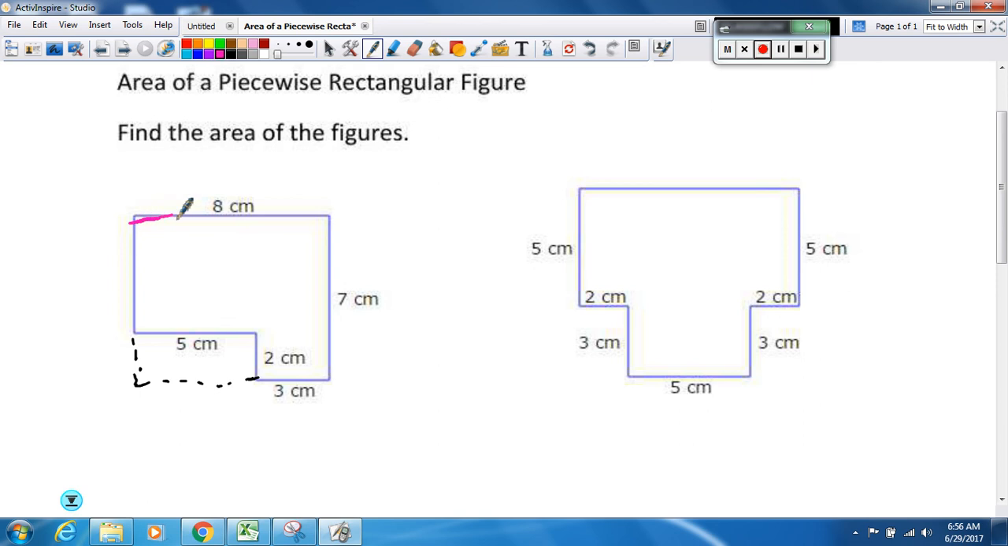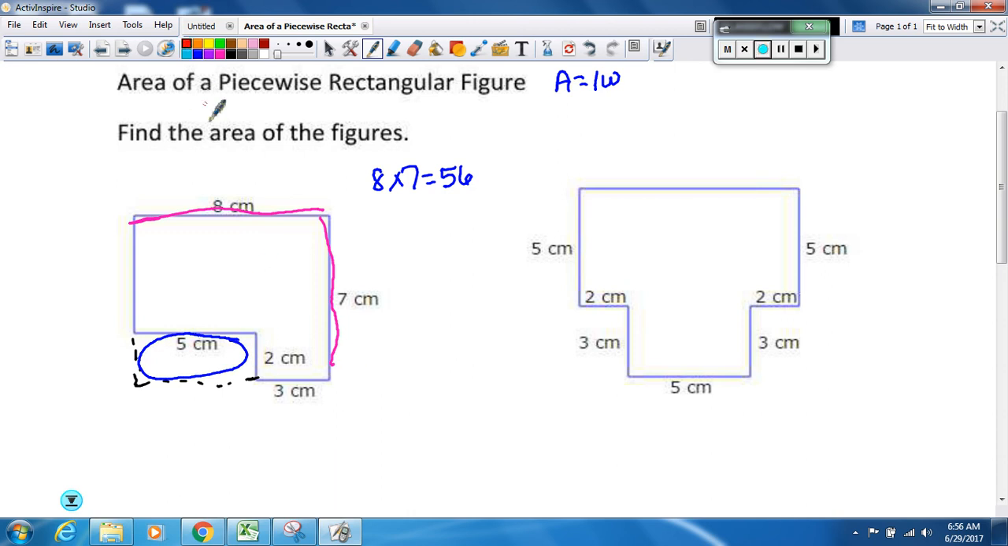of the big shape is 8 and 7. So the area of a rectangle is length times width. So you've got the length is 8 times 7. That equals 56. But here's the problem. You have a hole here that's been cut out of it. This little rectangle here has been cut out of it.